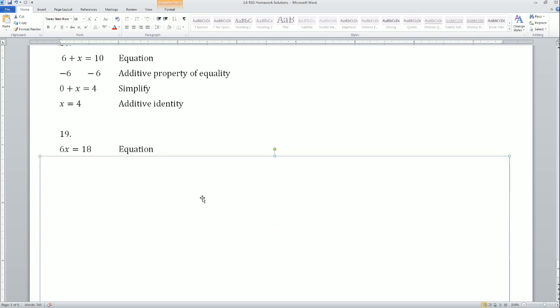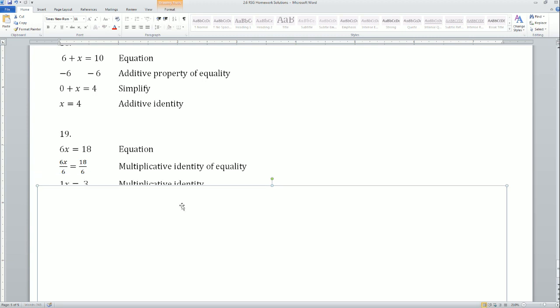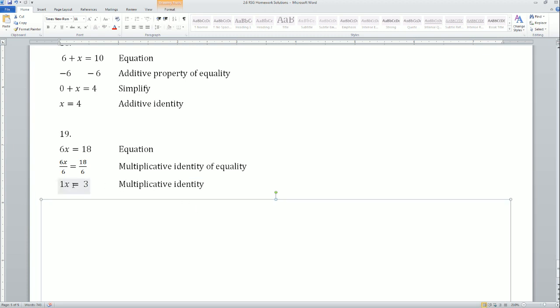Let's look at 19. 6x equals 18. Multiplicative identity of inequalities, which is divide by 6 to both sides, or multiply by 1/6, up to you. You get 1x equals 3 because 18 divided by 6 is 3.